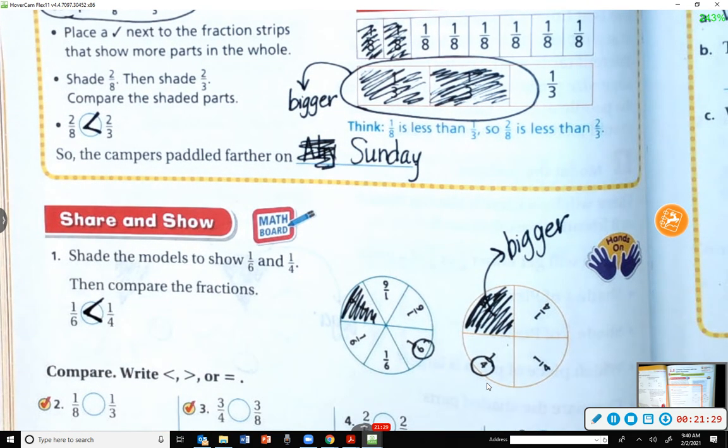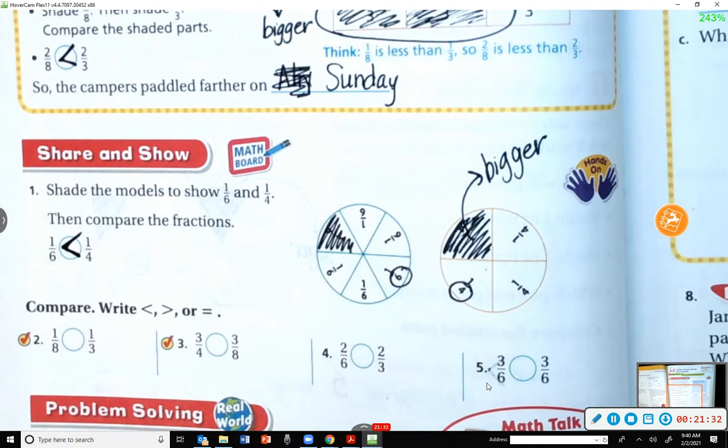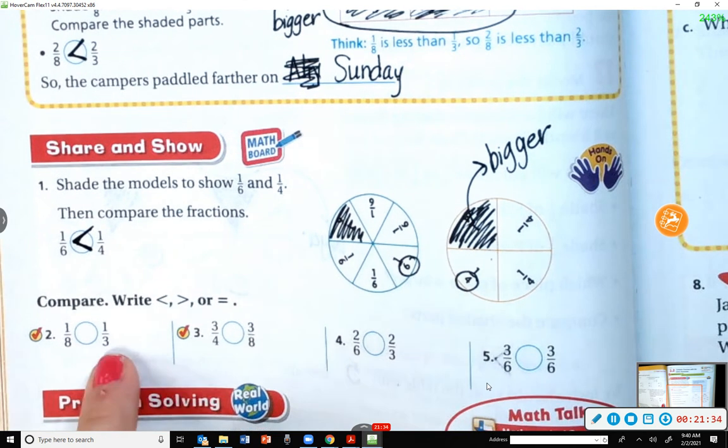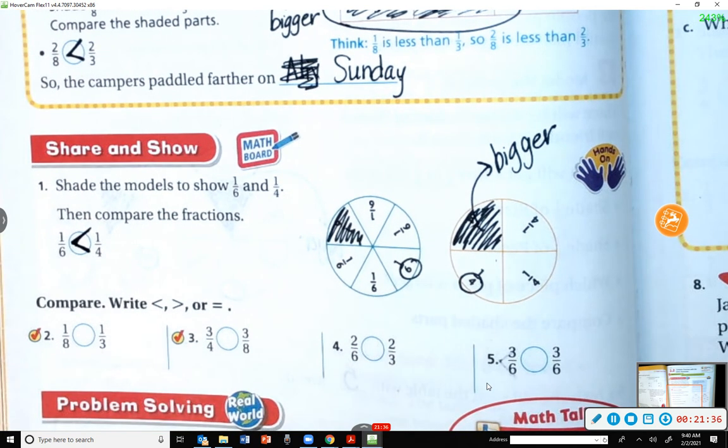Okay. Now what if we have no pieces to shade? I have 1/8 and 1/3. I have no circles and no strips to help me. What am I going to do, Bryson?